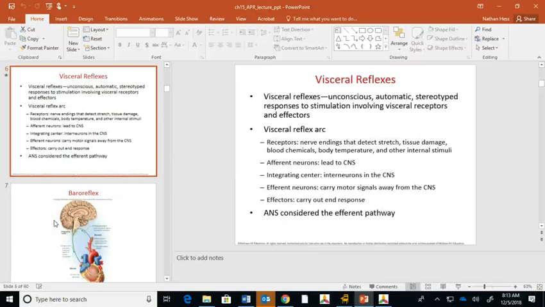So let's talk about visceral reflexes to begin with. And you already know what reflexes are, right? We did this whole section on the somatic reflexes, where we had elbows moving and knees kicking and toes splaying, right? But these are visceral reflexes. So these are actually reflexes that happen in the organs or the visceral parts of our bodies. And again, to define a reflex, it's this unconscious, automatic, stereotyped response to a stimulation.